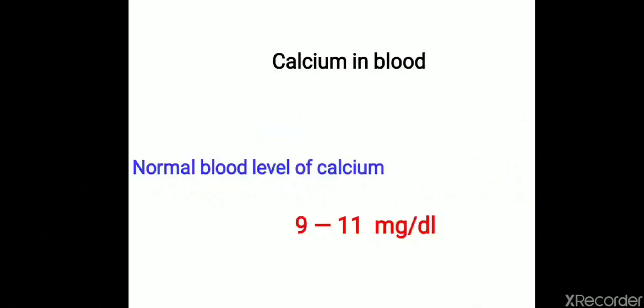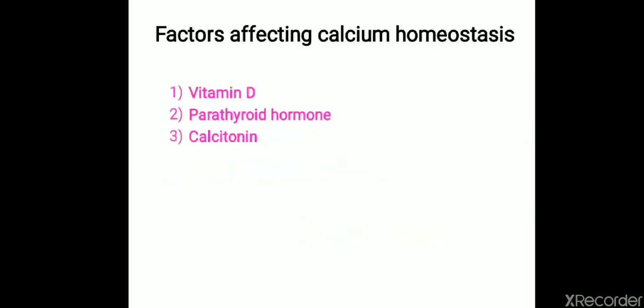The normal blood level of calcium in a healthy individual is around 9 to 11 milligram per deciliter. Let's see how this normal calcium blood level is regulated. These are the factors affecting calcium homeostasis: one is vitamin D, the second is parathyroid hormone, and the third is calcitonin. These three components maintain the normal blood level of calcium. Vitamin D and parathyroid hormone increase the blood calcium level, whereas calcitonin decreases it.